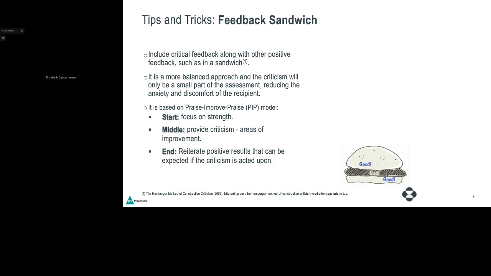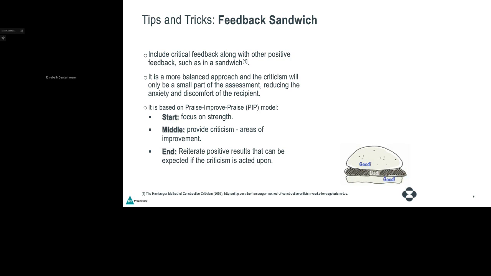The feedback sandwich is based on the praise, improve, praise model. So we want to start off with some good things, so we are focusing on strengths. In the middle, we want to sandwich in a bit of the criticism, which will usually be the areas that are in need of improvement. And we also want to finish off on a positive note. So in the end, we want to reiterate the positive results that can be expected if the criticism is acted upon.